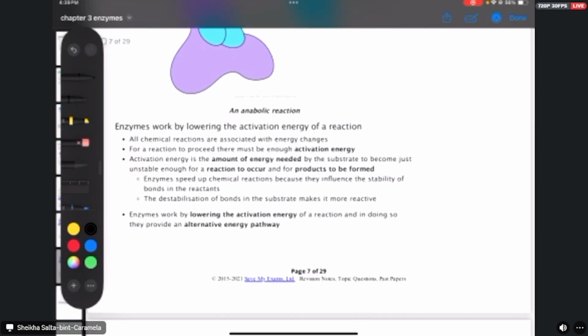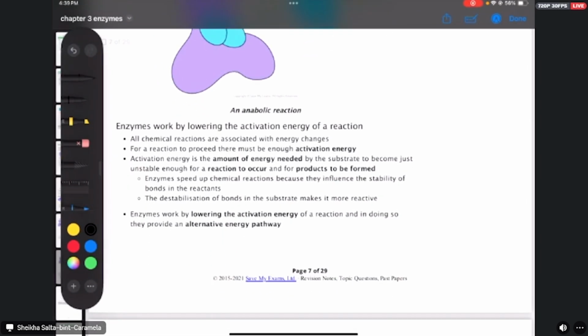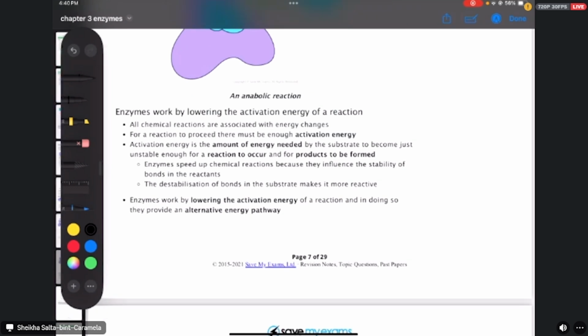Now let's see how enzymes work. Enzymes work by lowering the energy of a reaction. As we know, enzymes are biological catalysts, so they lower the activation energy. And what is activation energy? It is the minimum amount of energy required to start a reaction. In the case of enzymes, it is the amount of energy needed by the substrate to become just unstable enough for a reaction to occur and the products to be formed.